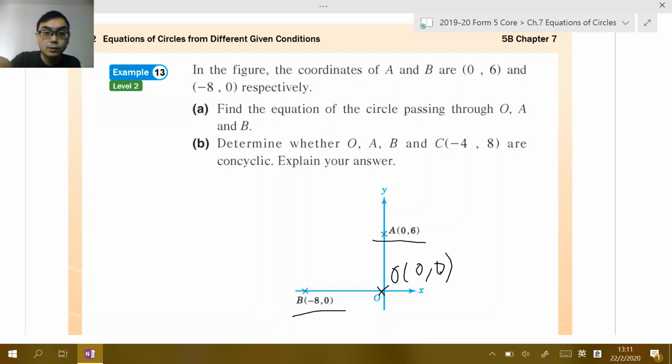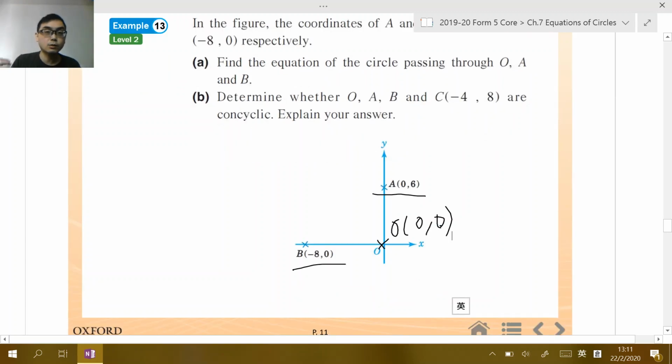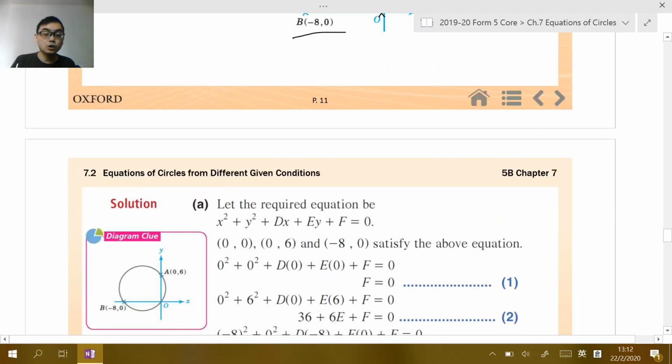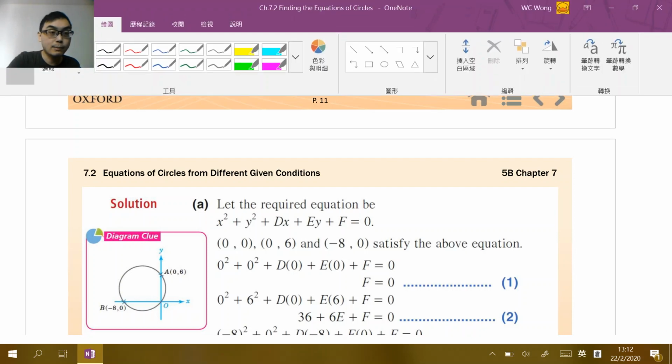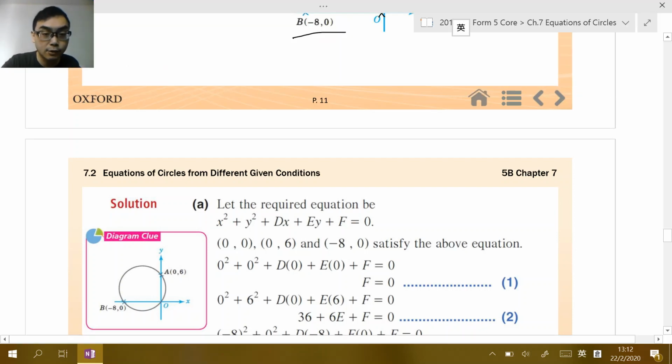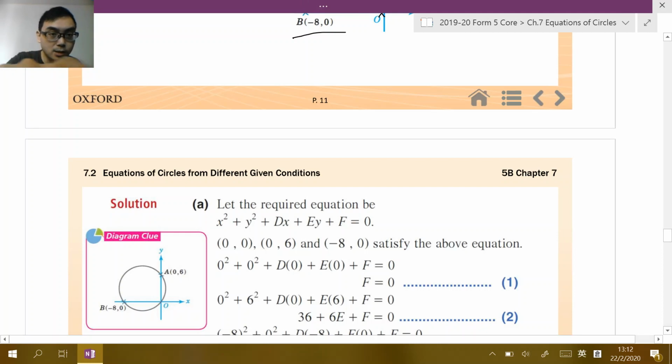First of all, the book will show you the first method. Because we don't know the center and radius, we cannot apply the standard form directly. But what we can do is let the general equation of the circle. If you still remember, the general equation should have 3 unknown numbers, which is the coefficient of x for the first one.